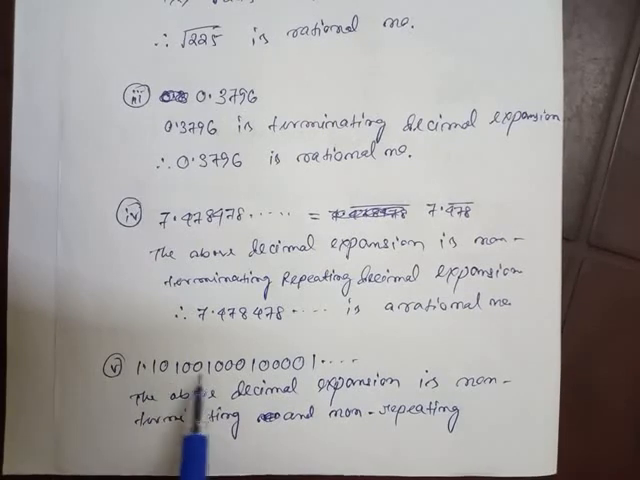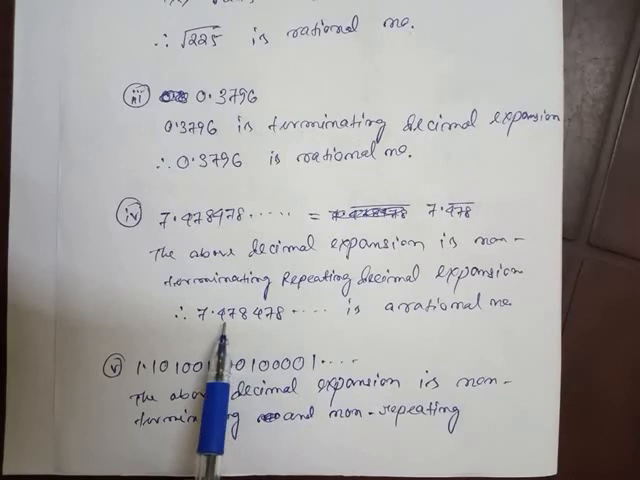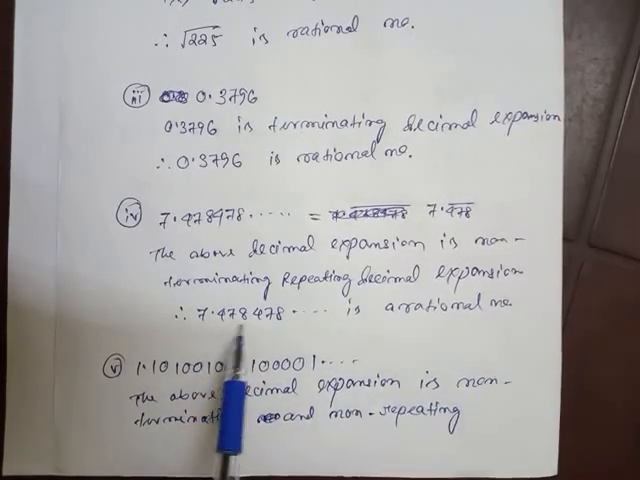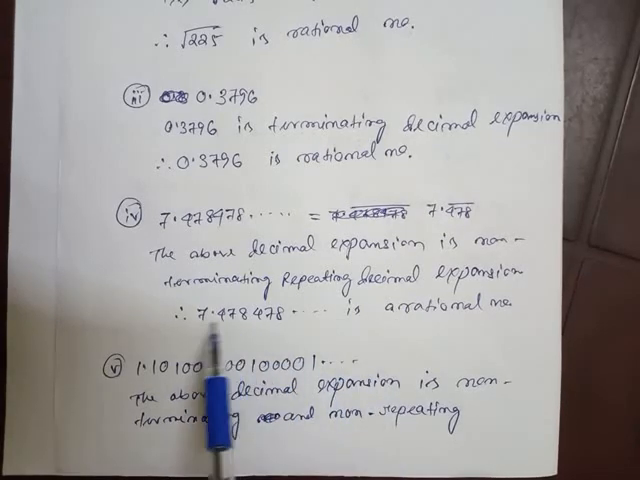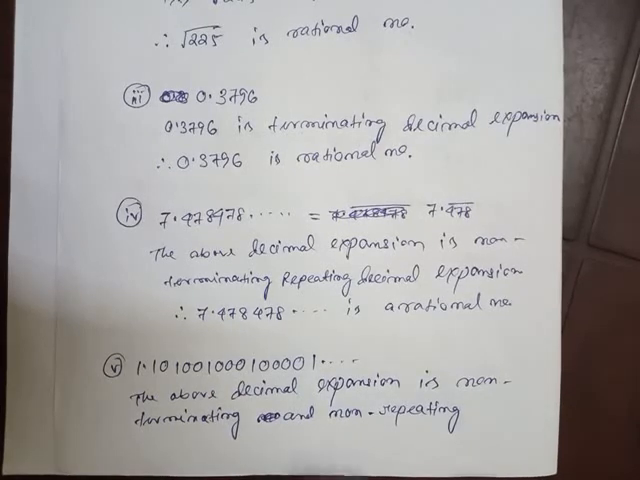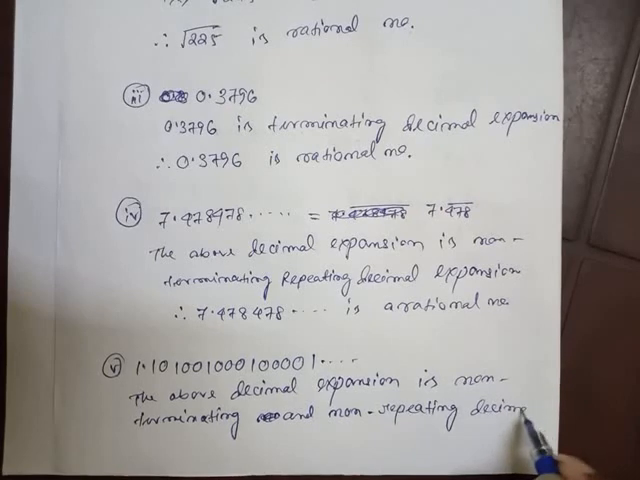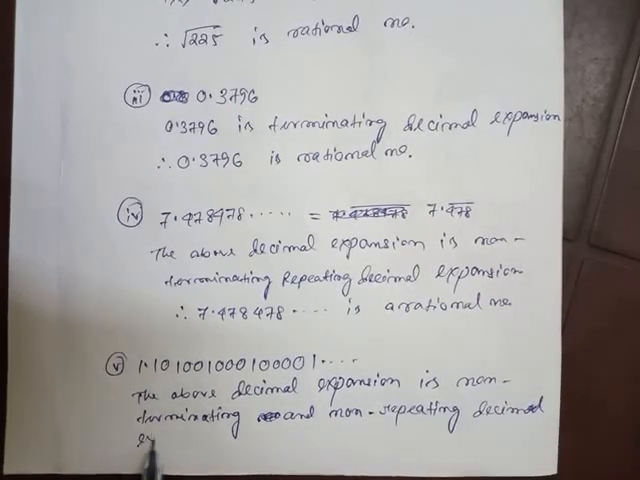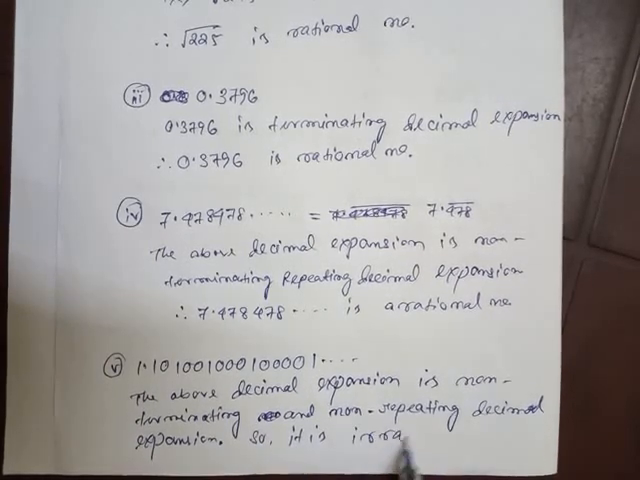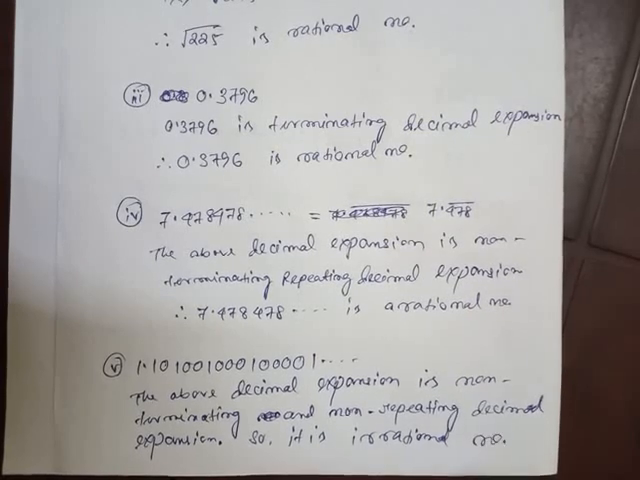It means here in every case a number repeats, but in a different manner, not like this. Here look, 478 then again 478, the same number repeats. In this case particularly we can say that 7.478 is non-terminating repeating, and here it is a non-terminating and non-repeating decimal expansion. So it is an irrational number.